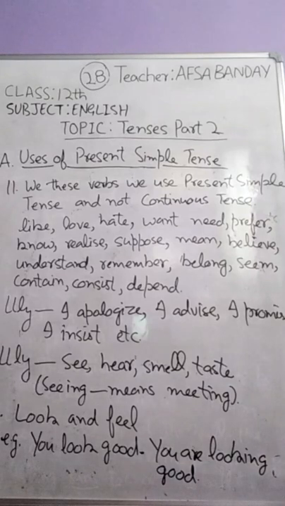With the verbs look and feel, you can use both present simple tense and present continuous tense. You can say you look good, or you can say you are looking good. Both are correct. Similarly, we say I feel hungry or I am feeling hungry, and both the sentences are correct. And so this is for today, and these were the uses of present simple tense.